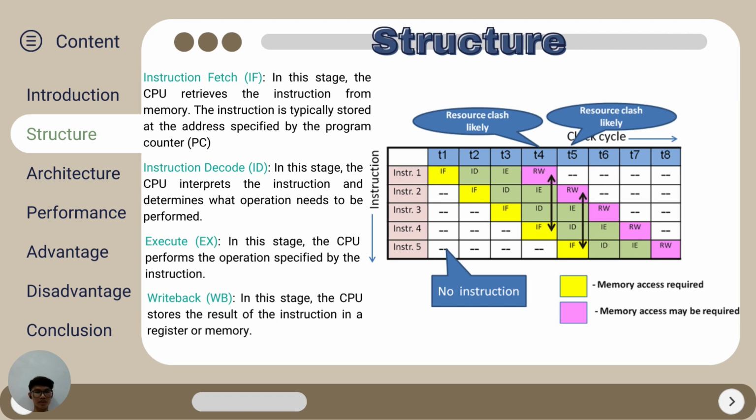The next stage is instruction decode. In this stage, the CPU interprets the instruction and determines what operation needs to be performed. The third stage is execute. In this stage, the CPU performs the operation specified by the instruction. The last stage is write back. In this stage, the CPU stores the result of the instruction in a register or memory.